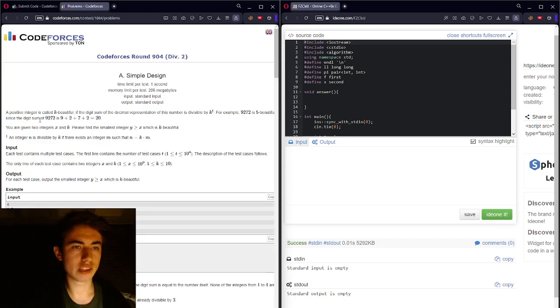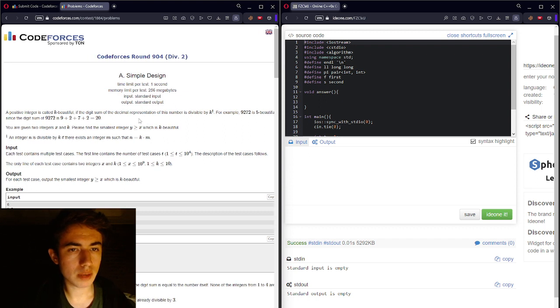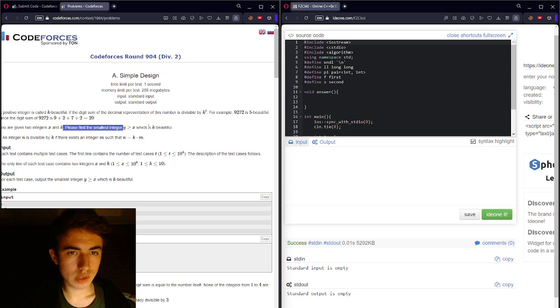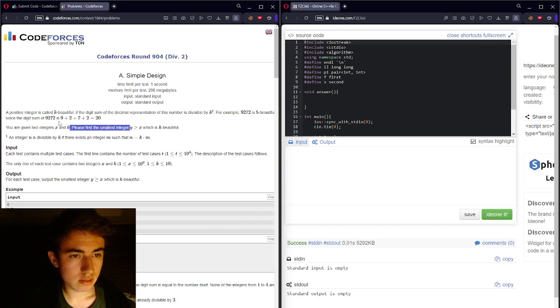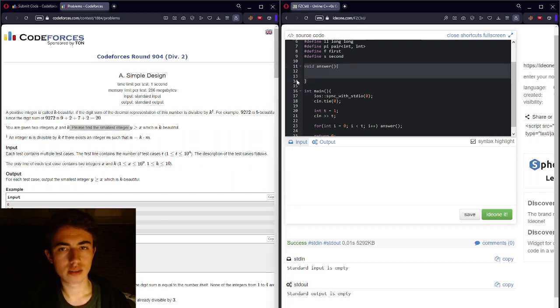And the first problem is simple design. Given a positive integer, it's good if the sum of digits is divisible by k. We want to find the smallest integer that is good. Can we just brute force? Sum of digits divisible by k, okay, sure. We can just brute force it, right? That's kind of dumb, but alright, sure.